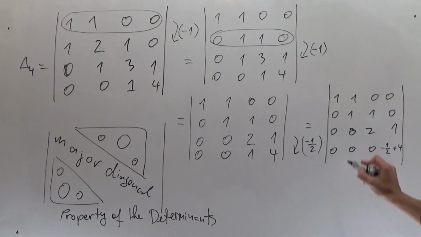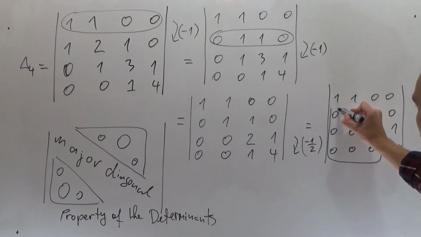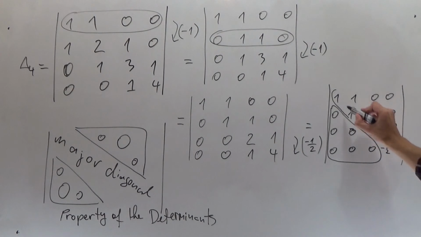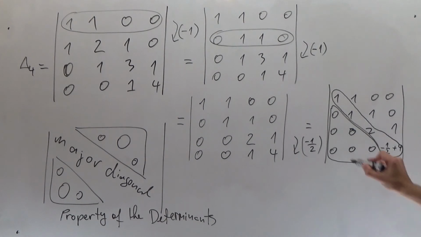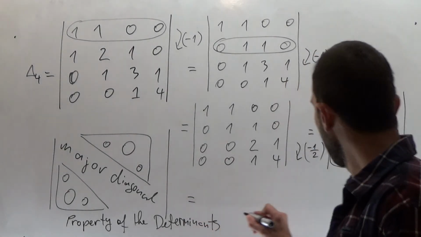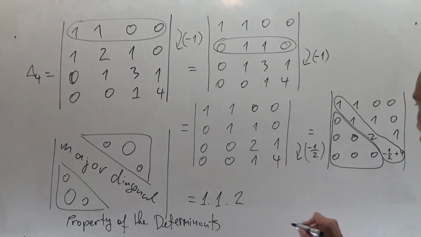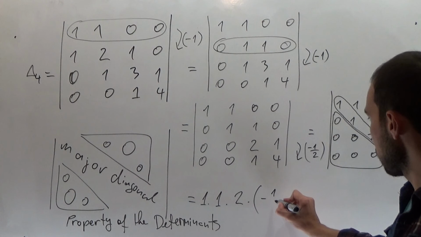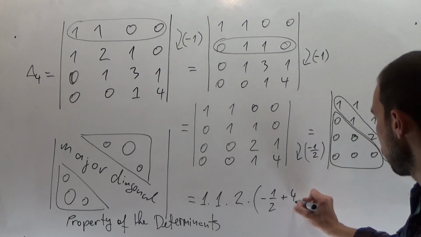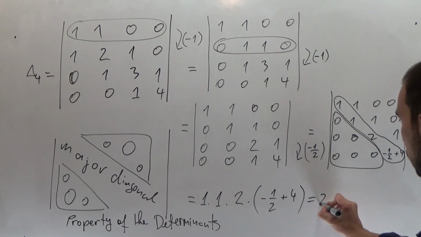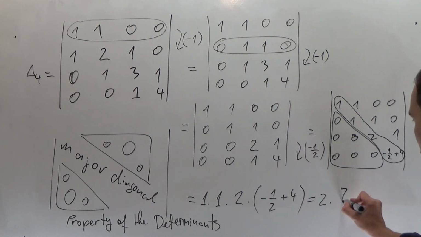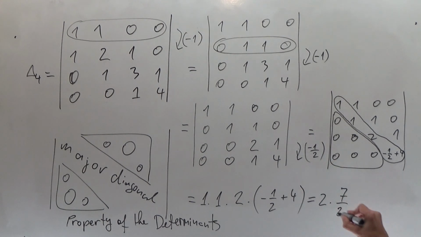Okay, we have zeros under the major diagonal, and we have 1 multiplied by 1 multiplied by 2 multiplied by minus 1 over 2 plus 4. We have 2 multiplied by 7 over 2, which is 7. Okay?